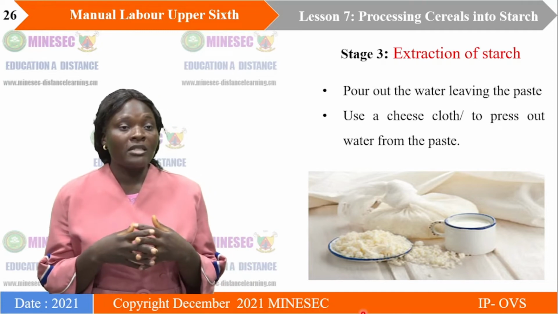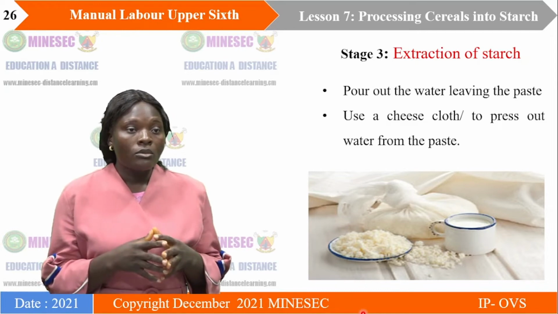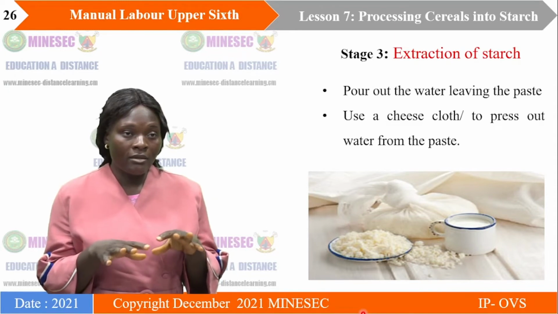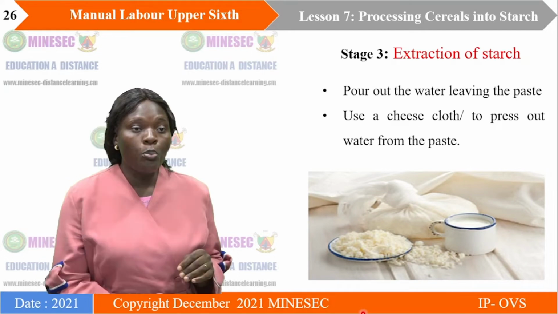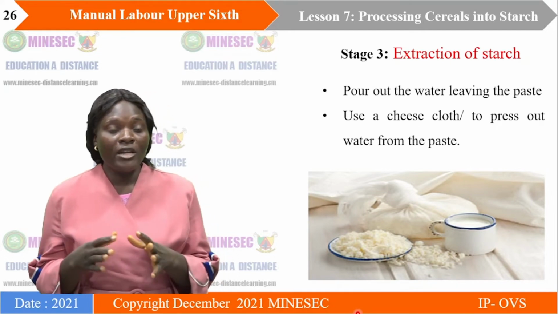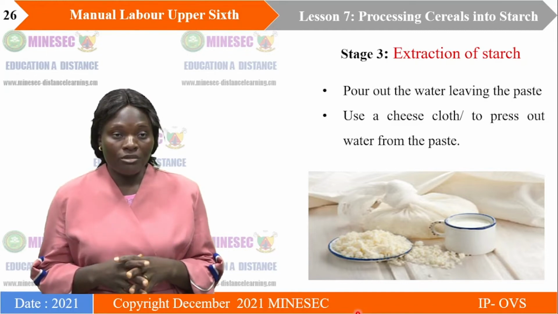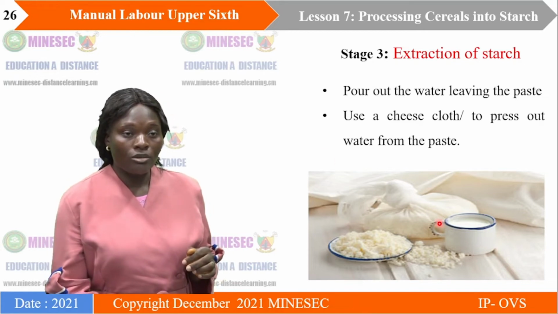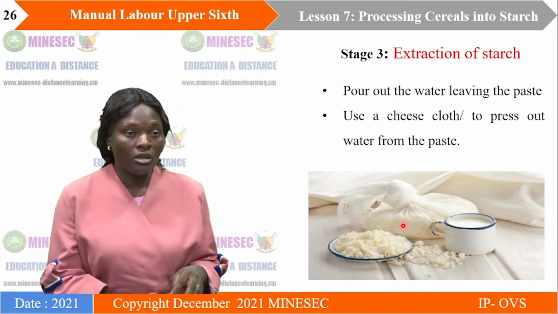The next stage, stage three, we are now on stage three, which is extraction of starch. For you to extract the starch, you leave the paste to settle, and when it settles, you pour out the water, leaving the paste. After which you use a cheesecloth to press out water from the paste. This is a cheesecloth. You pour the paste in the cheesecloth, and then you squeeze.